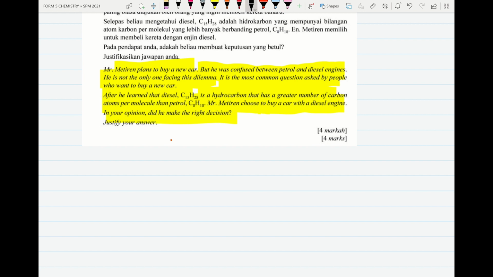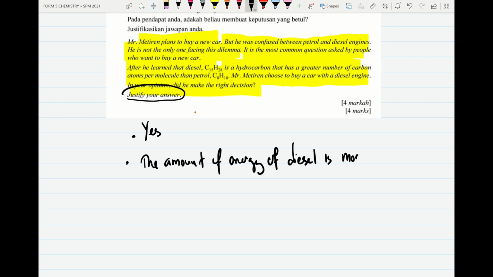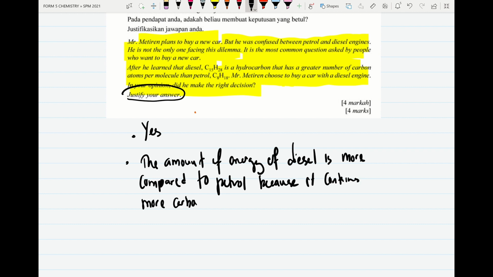So justify the answer. I agree with this answer. Yes, his choice is right. Why? Because the amount of energy of diesel is more compared to petrol, because it contains more carbon and hydrogen compared to petrol, for this 1 mark.